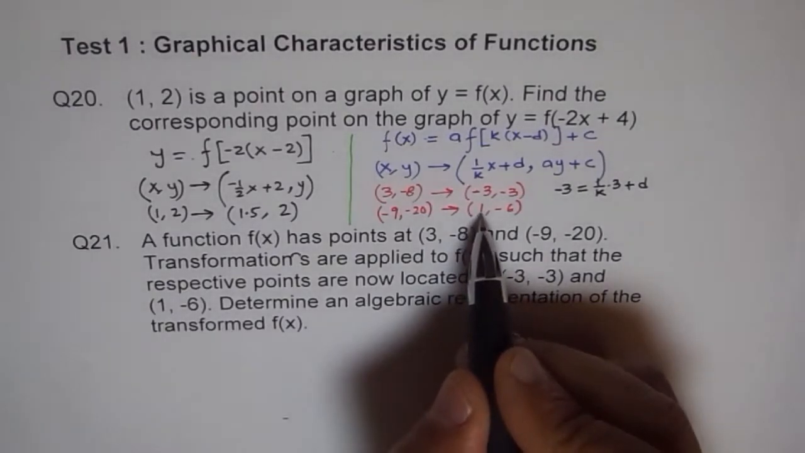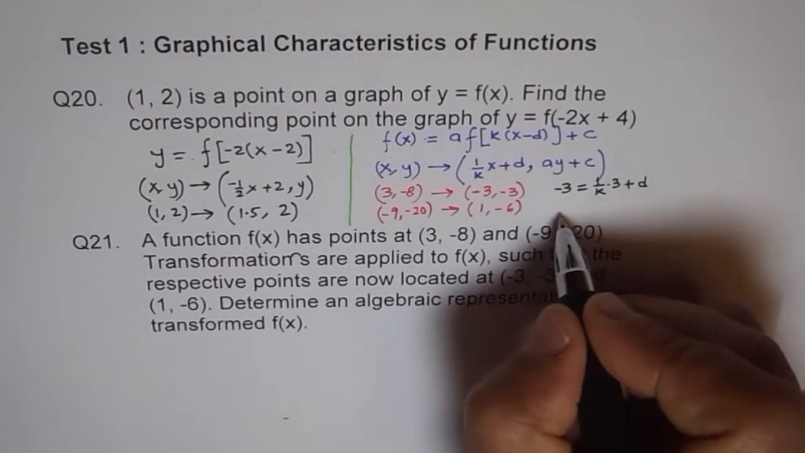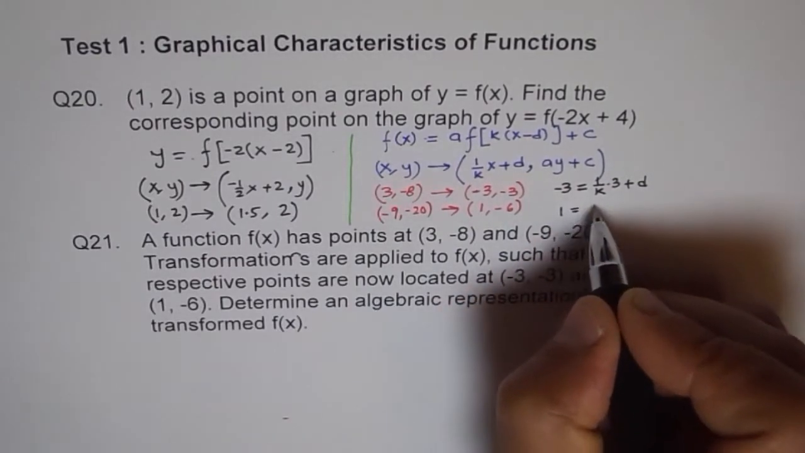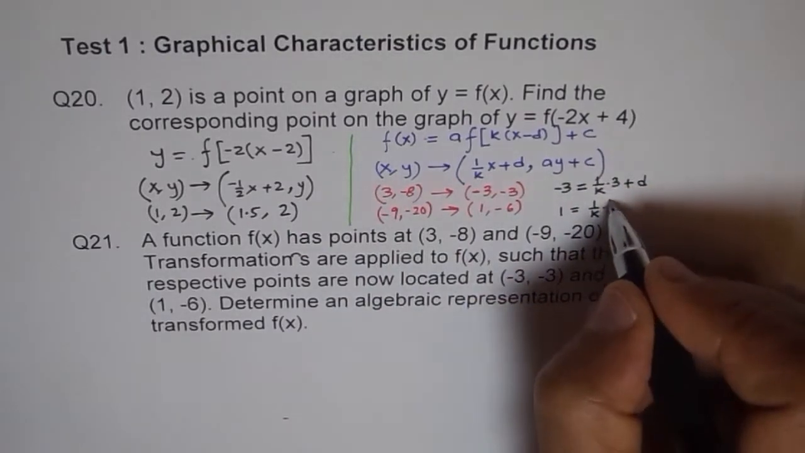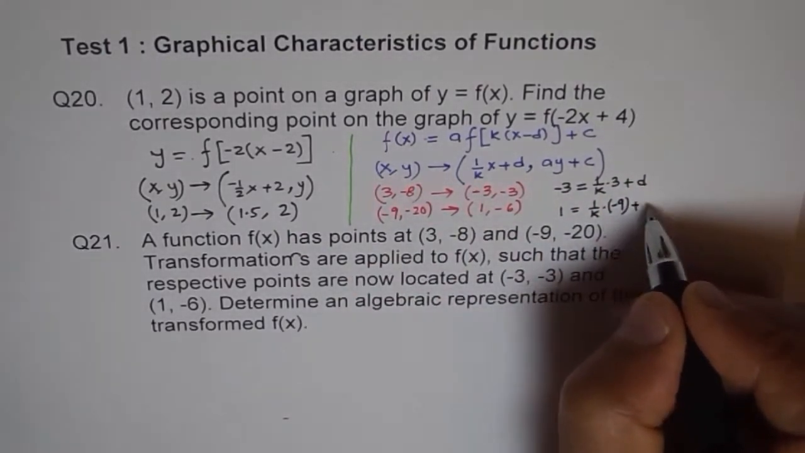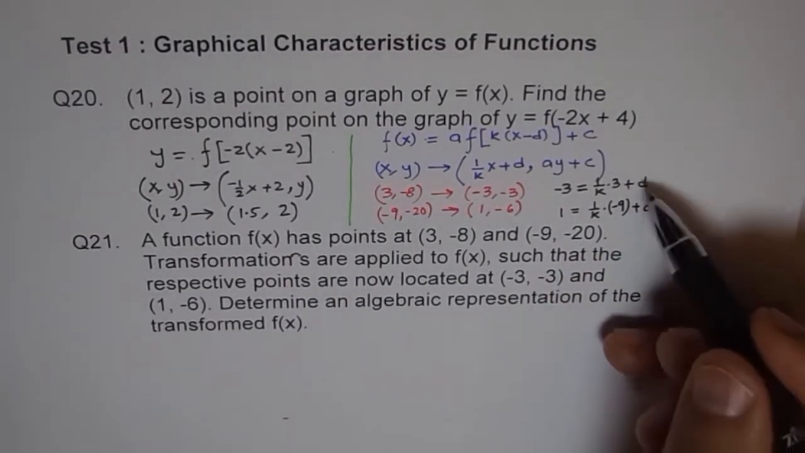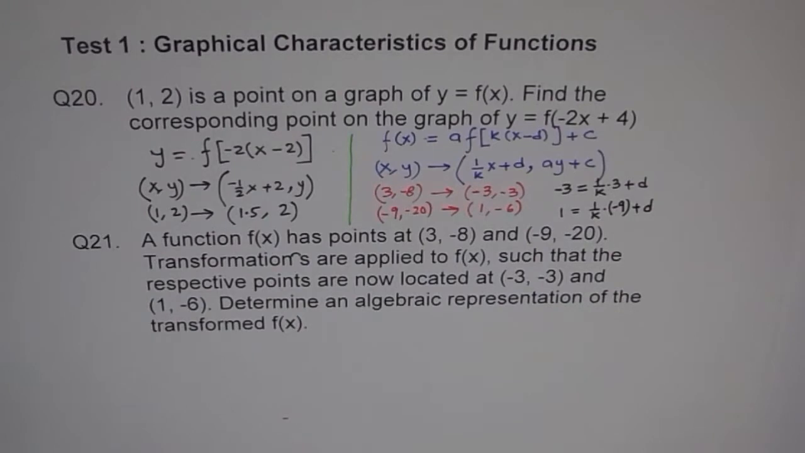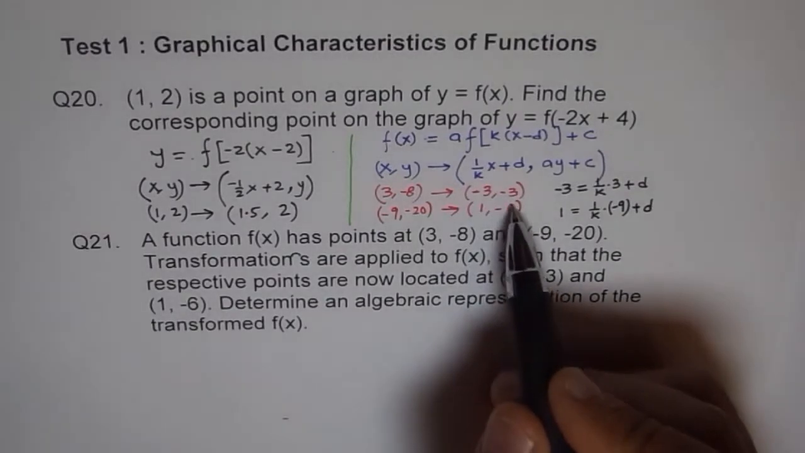And from the second point I get the second equation, which is: the image point 1 is equal to 1 over k times minus 9, so I'll write minus 9 in brackets, plus d. So this is what I get. I got two different equations from the x points. Similarly, I will get two different equations for the y points.